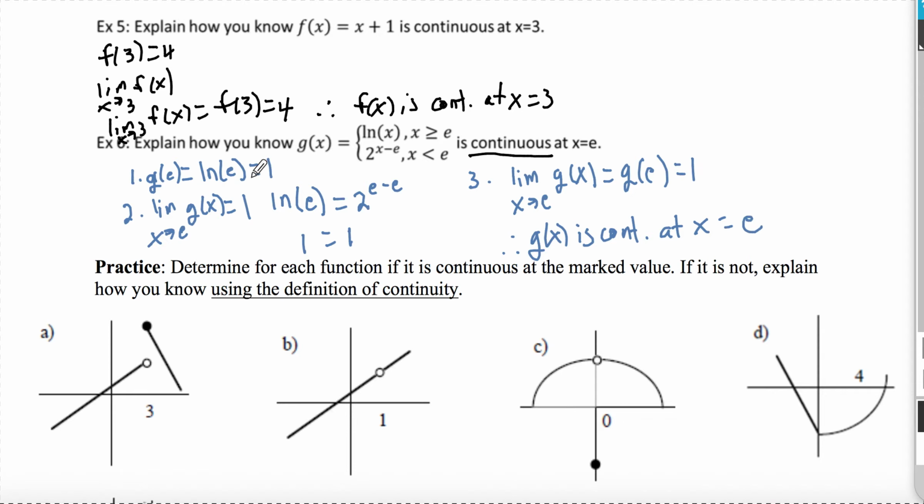So to explain how we know it's continuous, we have to check there's a point there, find the right branch to plug it into, make sure the limit exists, make sure the 2 branches are coming together at the same spot, therefore the limit exists, and that the point equals the limit, write it out in the proper notation, and make your conclusion.